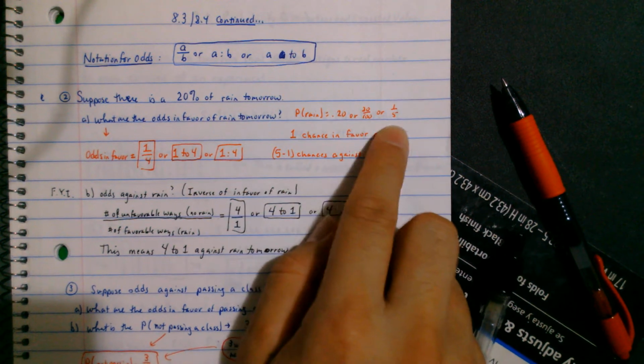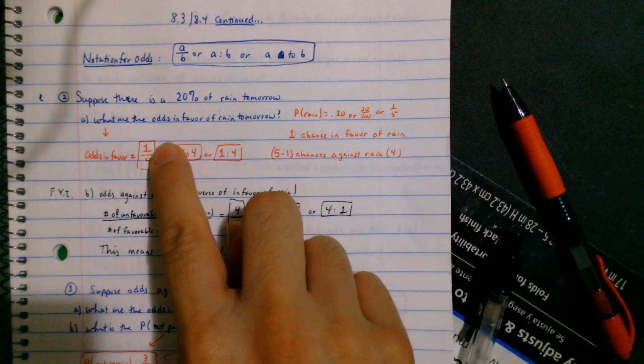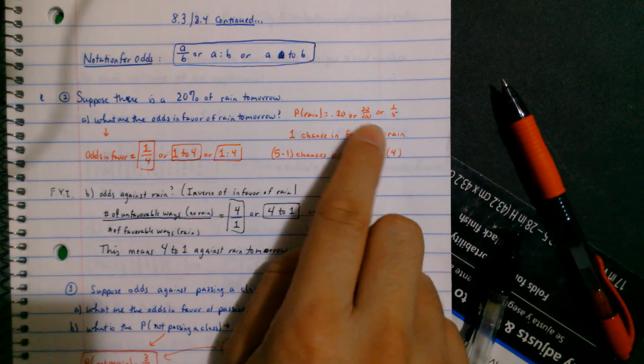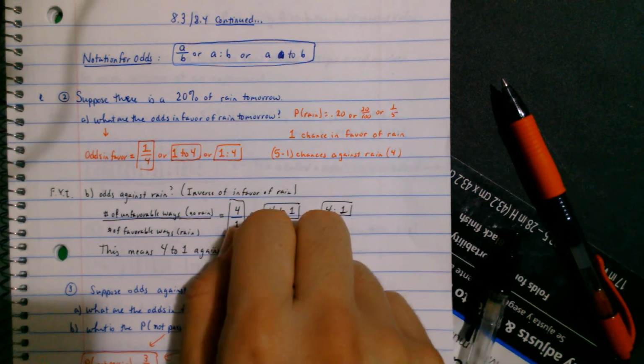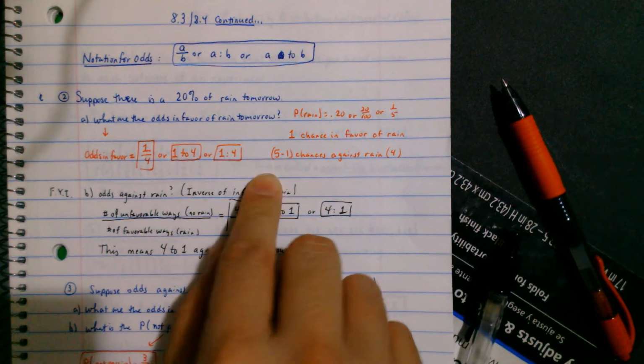So if you give the probability, the number of chances in your favor are the top number. The number of chances against you are the bottom number minus the top number. So 1 out of 4. So you have a 1 to 4 chance it's going to rain.